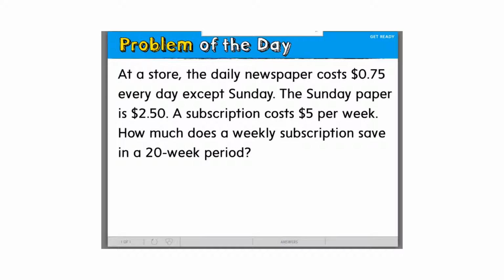If you bought a newspaper every day, it would cost 75 cents a day from Monday through Saturday, and then on Sunday the paper costs $2.50. You'd add up, or use multiplication and then addition, to figure out the cost for 1 week. Then you'd multiply that by 20 to see how much 20 weeks would cost. If you pay a flat $5 a week, you can get a subscription, which means you renew it and pay for it every single week.